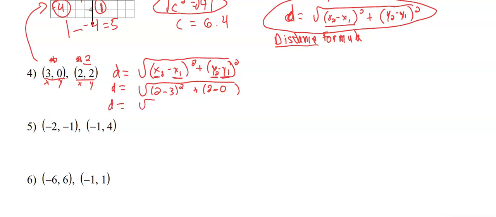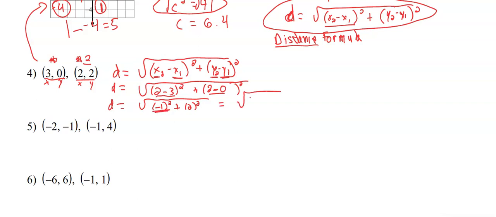If we then solve for the distance, the 2 minus the 3 gives you a negative 1 squared. Forgot my squared here. And then the 2 minus 0 squared should give me 2 squared. So what that's going to equal is the square root.